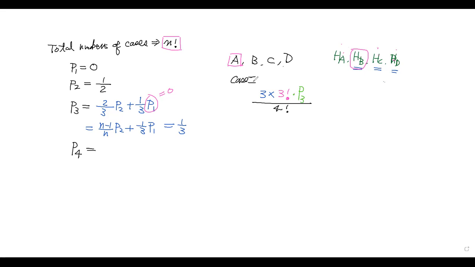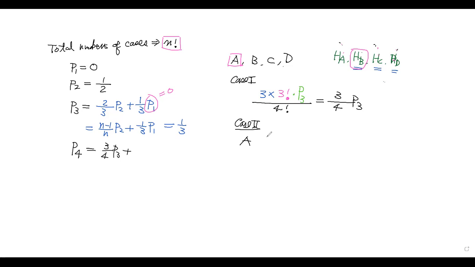This is my case 1. That means A chooses B, then I have the remaining 3. What is the probability that all the remaining 3 are not matched? It's P3, correct? So for case 1, if you simplify that, this will be 3 over 4 P3, then plus. Now let's take a look at case number 2 here.